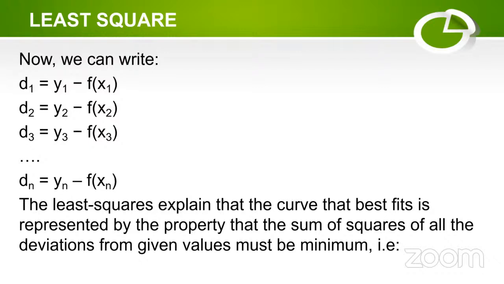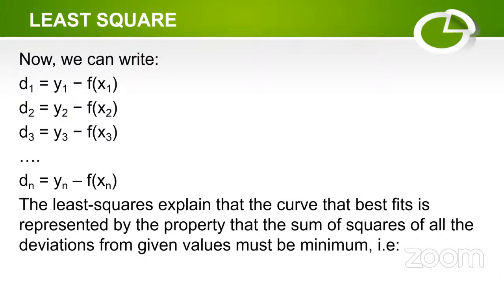We can calculate our deviation error at each point as d1 is equal to y1 minus f of x1, d2 is equal to y2 minus f of x2. For each node in the graph, you can calculate the deviation error using this formula.